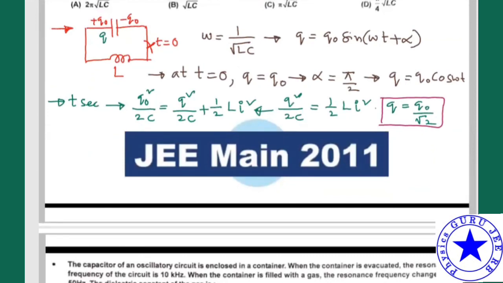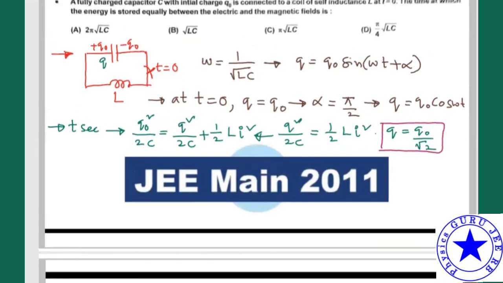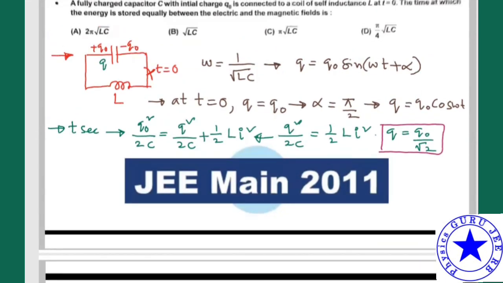Then from equation 1 we have q equal to q naught cos omega t, so simply substitute there. So q naught by root 2 equals q naught cos omega t. Is it clear? So q naught will get cancelled. Now cos omega t can be written as 1 by root 2.